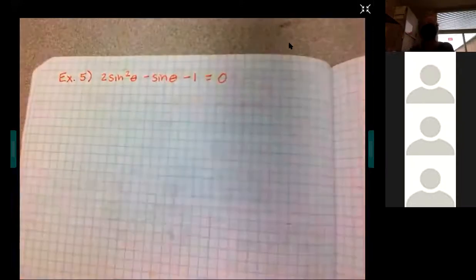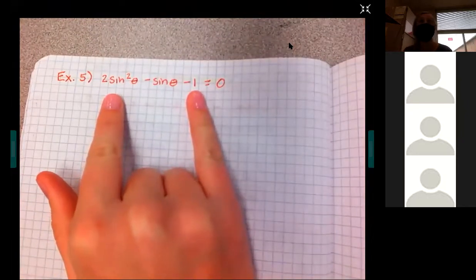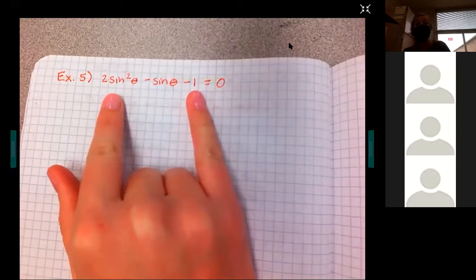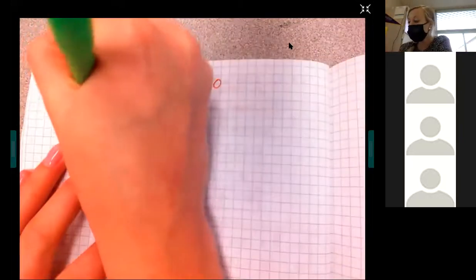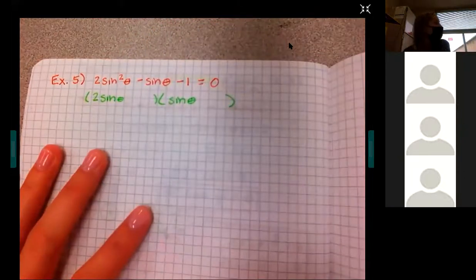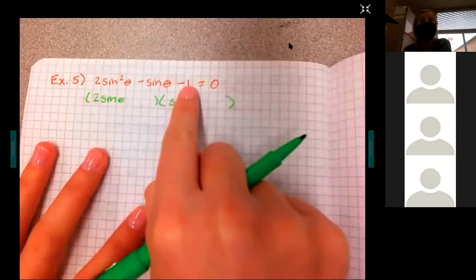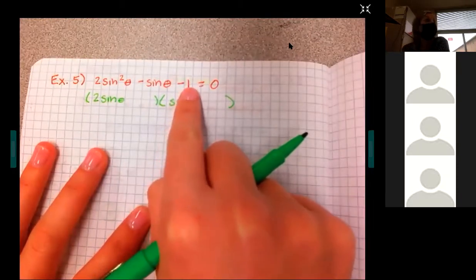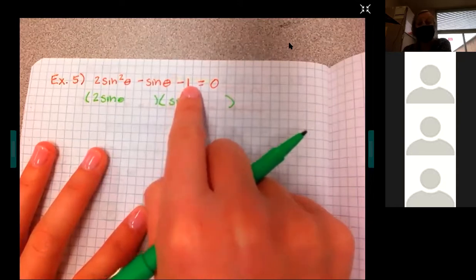Okay. Factoring trinomials, you still look for factors of the first and last term, but they don't have to be perfect squares. So what are your factors of 2 sine squared? Very good. 2 sine theta and sine theta. 1 sine theta. Right? Okay. What are your factors of negative 1? A plus 1 and a minus 1. So we just need to figure out where the positive should be and where the negative should be.